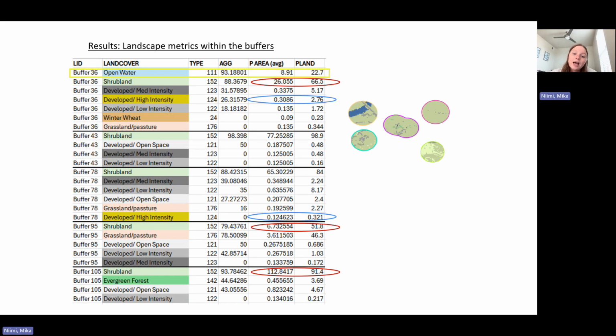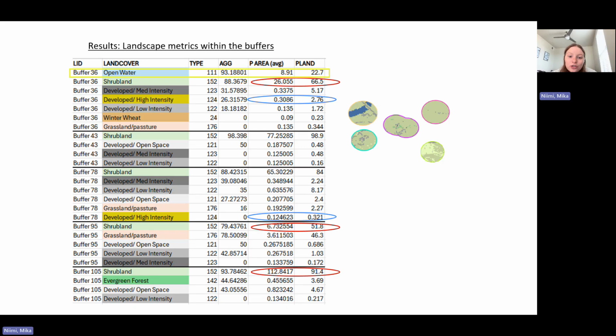So for my results, I want to pay attention to the very top, buffer 36, open water. This has a percentage of area of 22.7%. Now, typically what I found with my buffers is that the buffer and the patch area will go hand in hand. As one increases, the other one will increase as well.